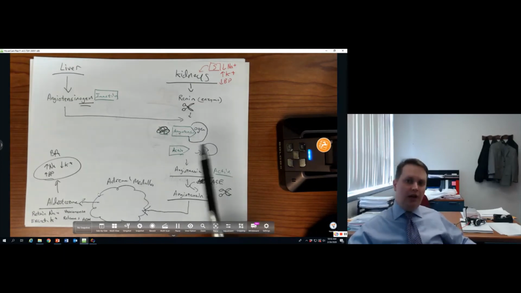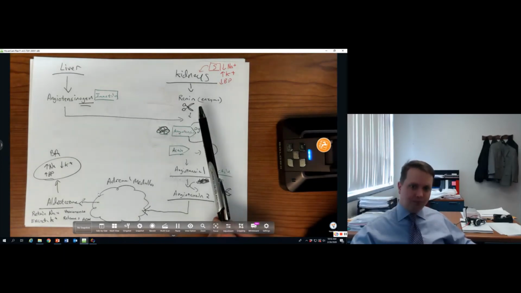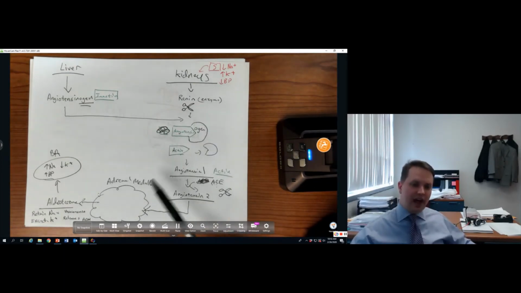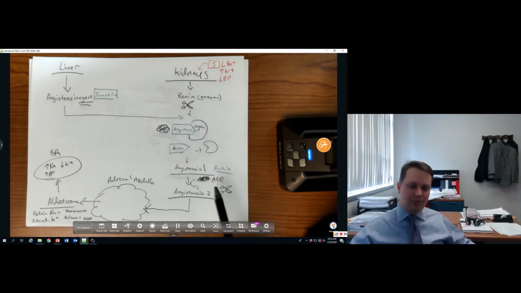You will give renin blockers. You will give aldosterone blockers. You will give angiotensin 1 or angiotensin 2 blockers. These are all drugs that regulate blood pressure, like lisinopril is an ACE inhibitor. The single most prescribed medication in America is lisinopril.